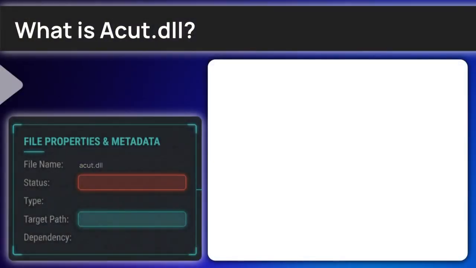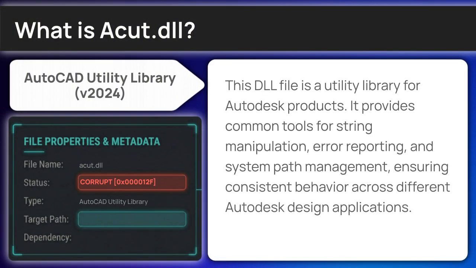This DLL file is a utility library for Autodesk products. It provides common tools for string manipulation, error reporting, and system path management, ensuring consistent behavior across different Autodesk design applications. Now let's get this fixed up.